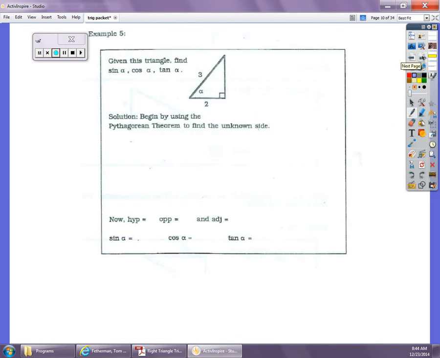So when we have this, we need to use the Pythagorean theorem to find the unknown side. So we want to find this side. Our Pythagorean theorem is a squared plus b squared equals c squared. So we have a squared plus 2 squared equals 3 squared. So a squared plus 4 equals 9. A squared equals 5. So a is the square root of 5. So now we know that this side is the square root of 5.